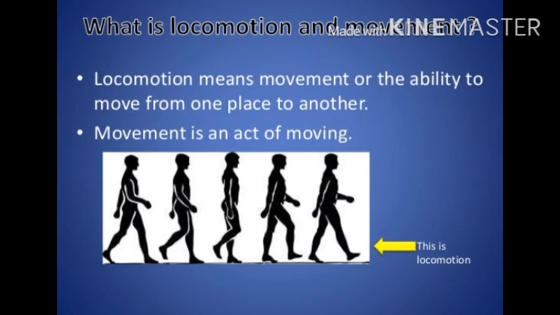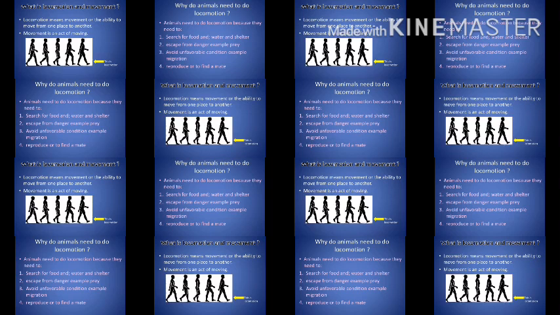Now what is locomotion and movement? Locomotion means the movement or the ability to move from one place to another, and movement is an act of moving, meaning only one part moves, like you move your leg, you move your hand, but the whole body does not move from one place to another. This is called movement.